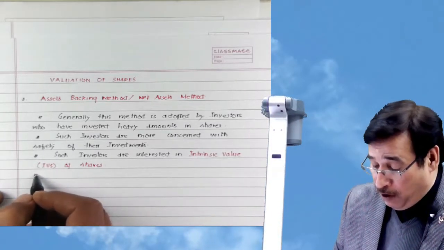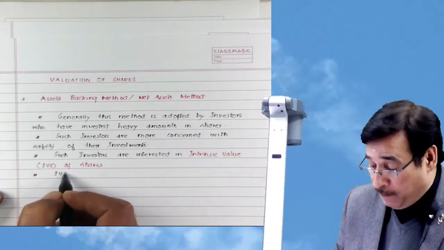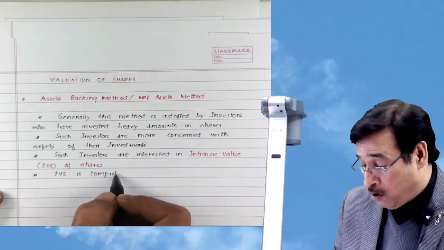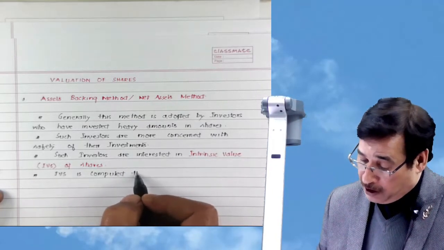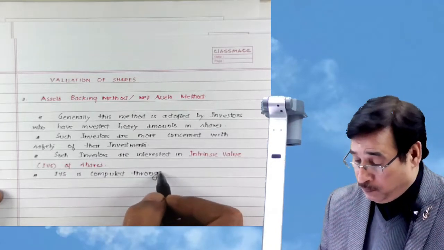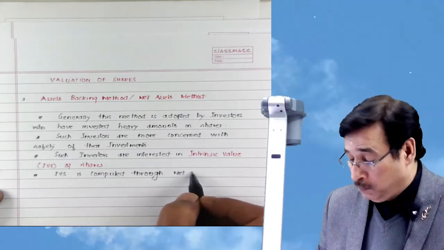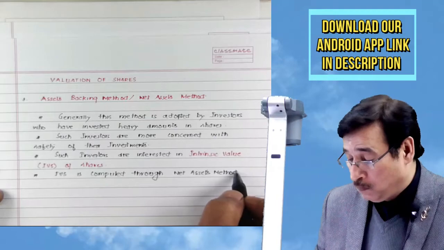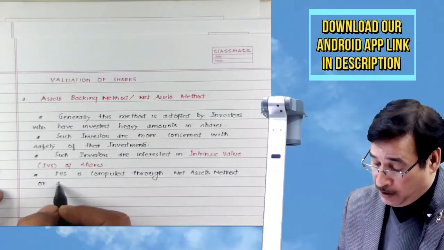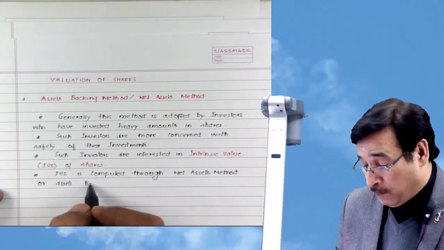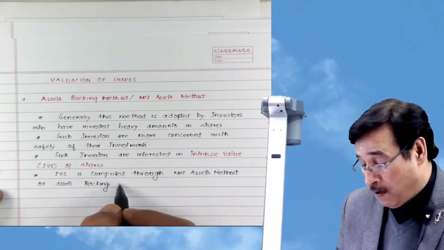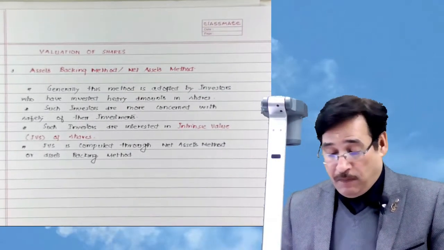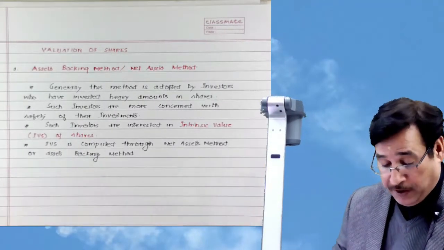So now the next question is how intrinsic value of shares is computed. IVS is computed through net assets method or assets backing method. How to compute? Just pay attention. Methodology or steps.